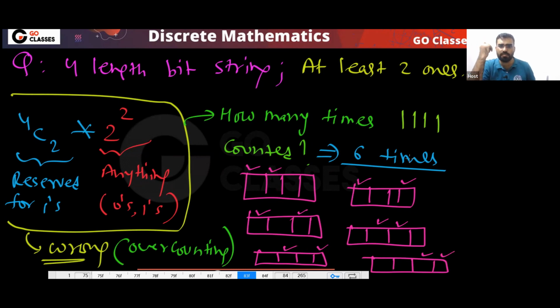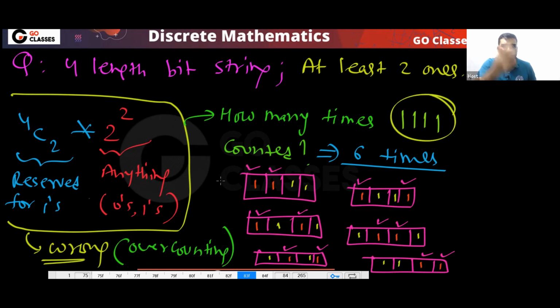Is this clear to everyone? So these are the reserved positions, reserved for ones. And in the remaining position, I can put like this. So this same string you have counted 6 times. Is this clear? From where am I getting this answer 6? Because 4C2. So 6 times you have counted, 4C2.